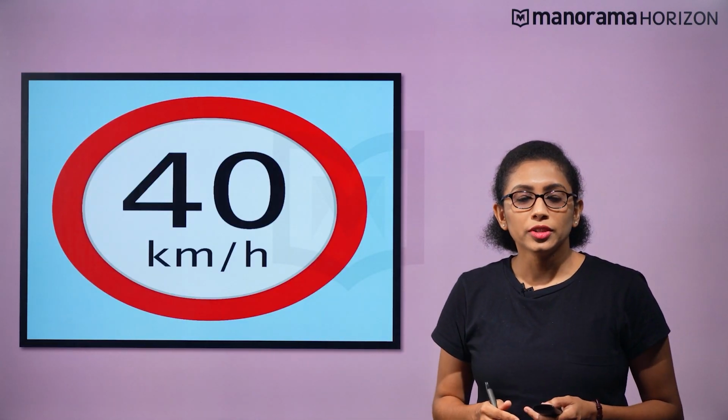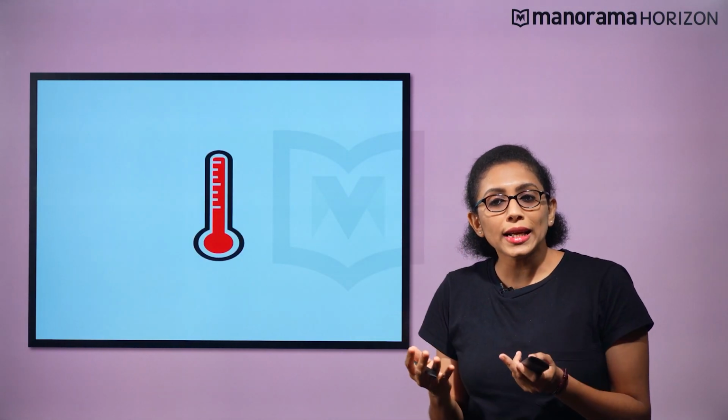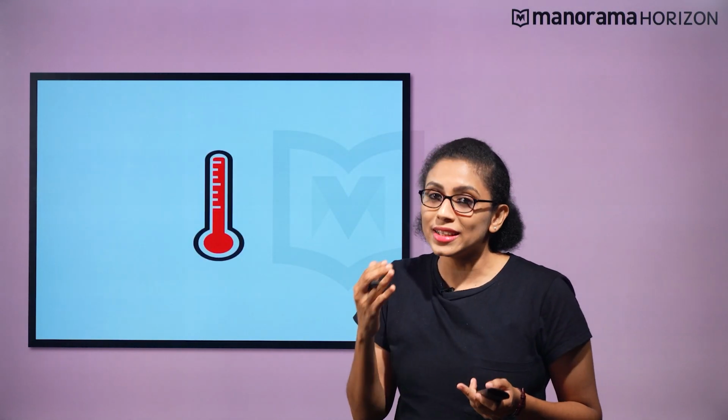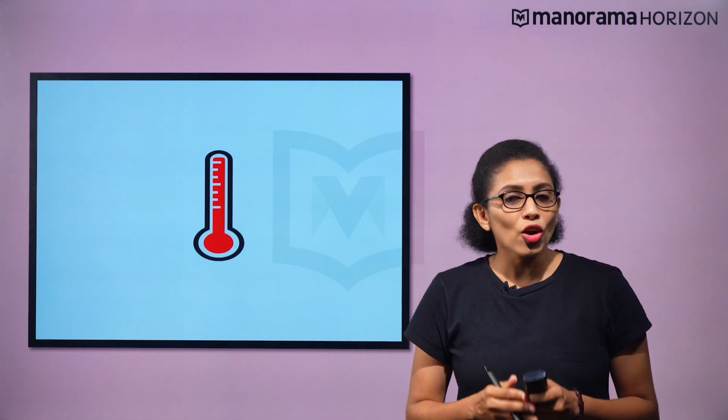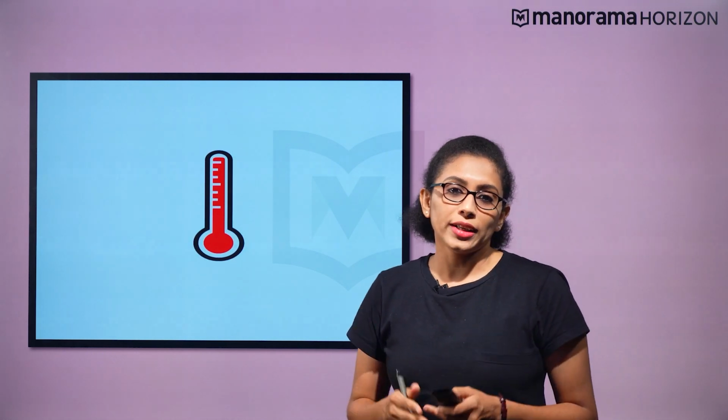Some quantities can be described by just mentioning their magnitude. For example, mass of an object, length, which can be described by a number. Similarly, speed, distance, temperature are quantities which can be completely described just by a numerical value. Such quantities are called scalar quantities.